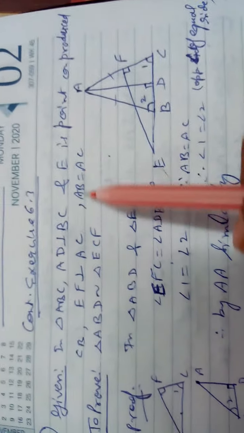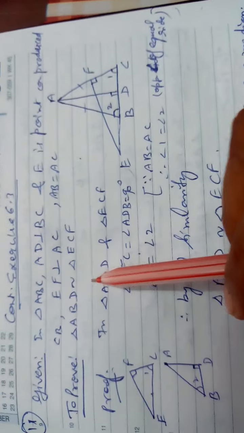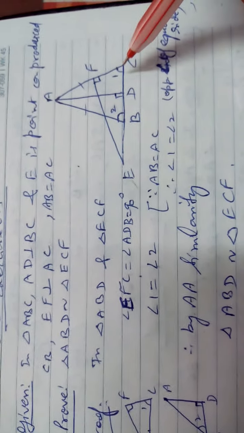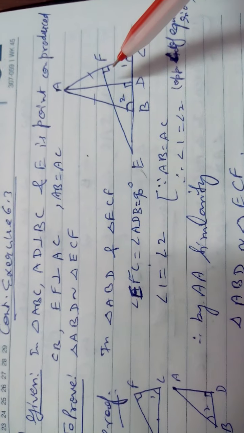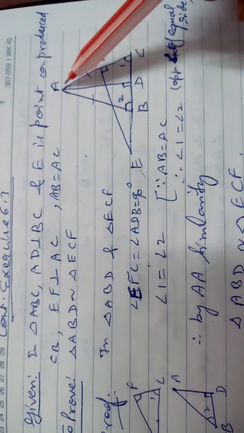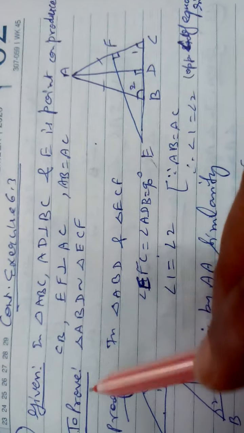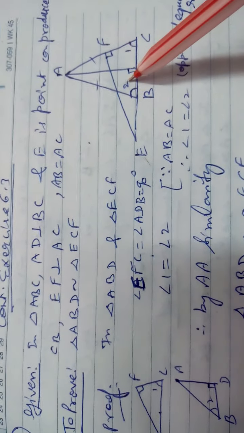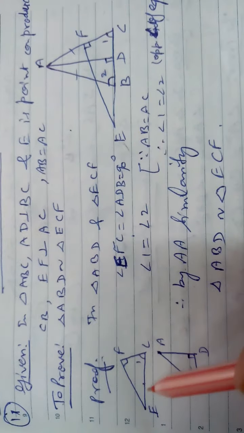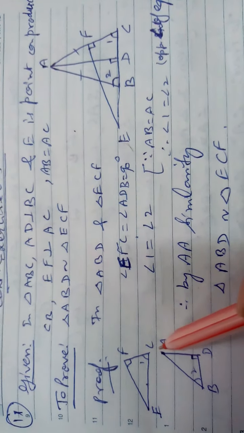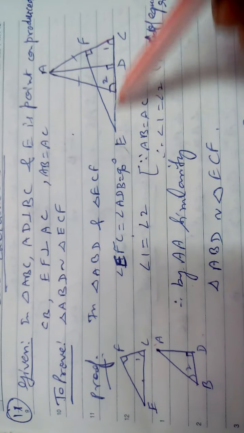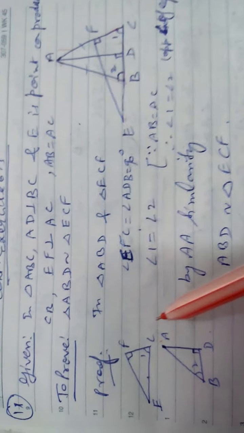First of all, given you write down, then you write down to prove, and then draw the figure already given in the book. Always draw the figure, without figure you can't prove anything. So here ABC, to prove these two triangles are similar, I have drawn these two triangles separately, ABD and EFC.